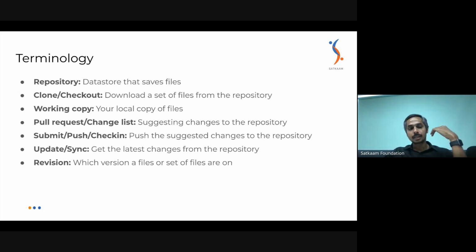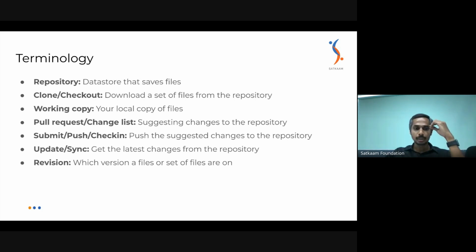Update or sync is nothing but, let's say you are done with all your code changes and your team members are also done with their code changes. At some point in time, you need to have the latest code, right? So update is nothing but, from the repository for that specific branch, you are saying, give me all the changes, which is also called pull. Pull, update, sync, all of them have the same meaning.